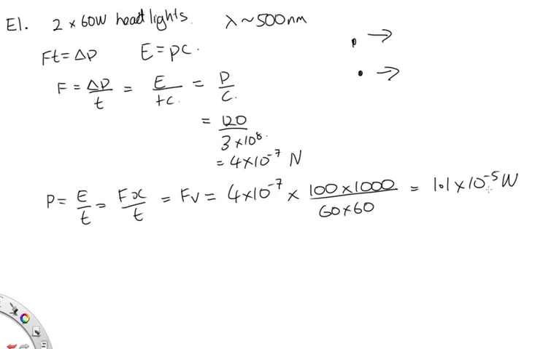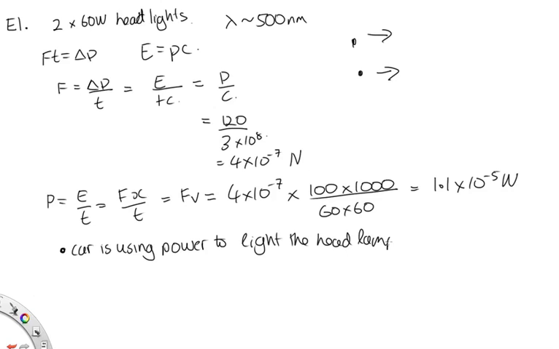And it says compare this with other effects that might reduce the car's top speed at night. Well, the most obvious one is that the car is now expending 120 watts to light these headlamps. So that's massive in comparison to the power it needs to do to overcome the momentum of the photons from the headlamps. So the car is using power to light the headlamps. That would be the main effect.